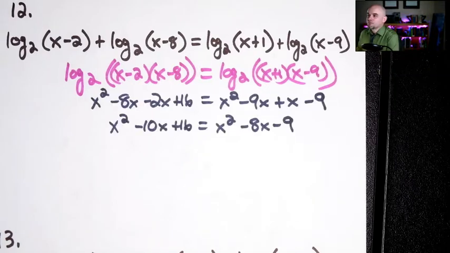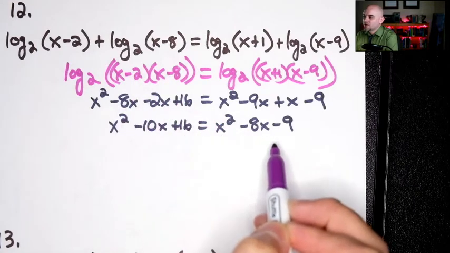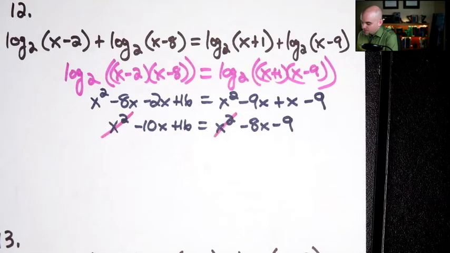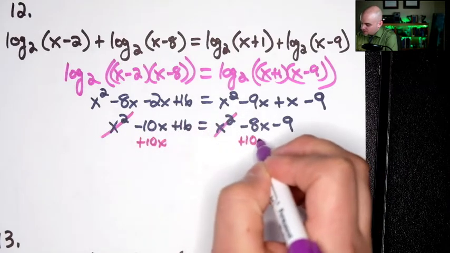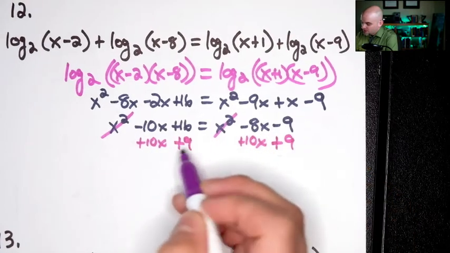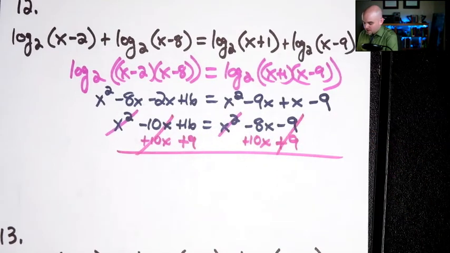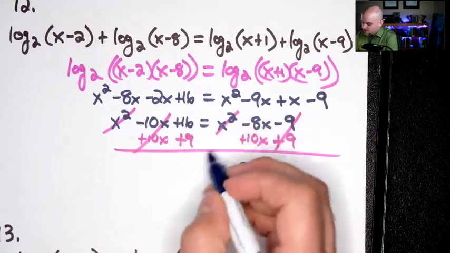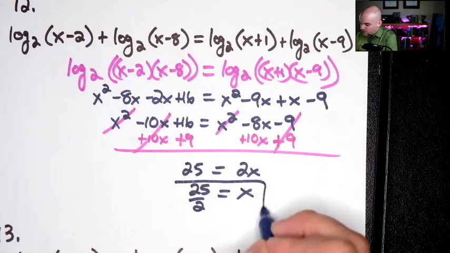Let me know. All right, so here we have these two binomials multiplied out and then the combine of like terms there. And I'm going to go ahead and subtract x squared from both sides. That knocks those out. And then I'm going to add 10x to both sides. So I'm moving that 10x over, and I'm going to add 9 to both sides to move the 9 this way. And so that's going to cancel out the 10x there. It's going to cancel out that negative 9 right there. Negative 8x plus 10x gives me 2x's. And 16 plus 9 is 25, which means x equals 25 over 2.